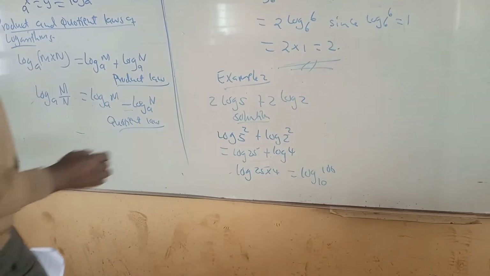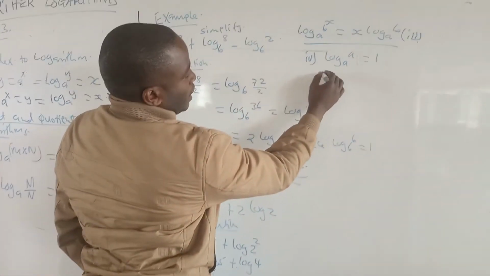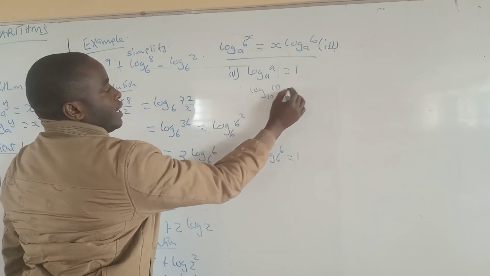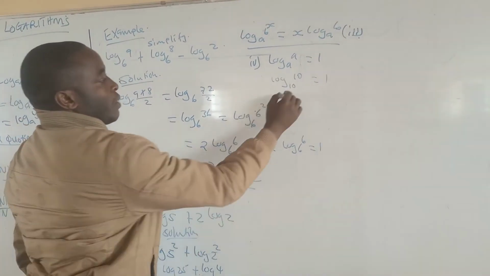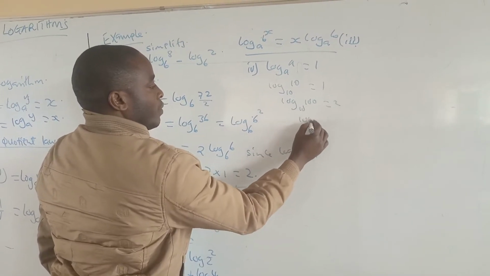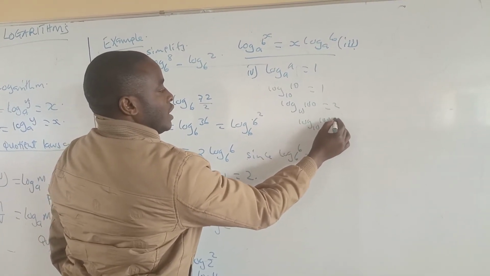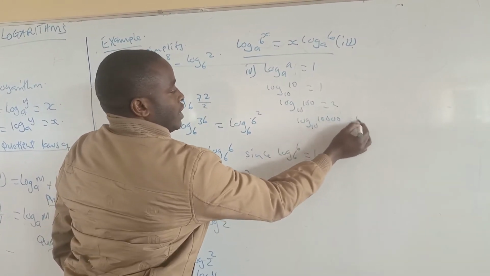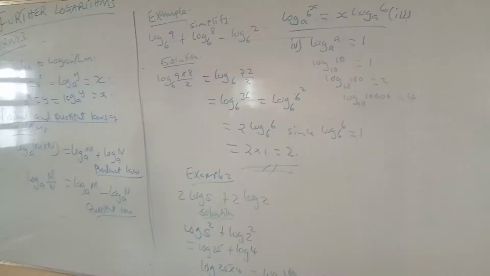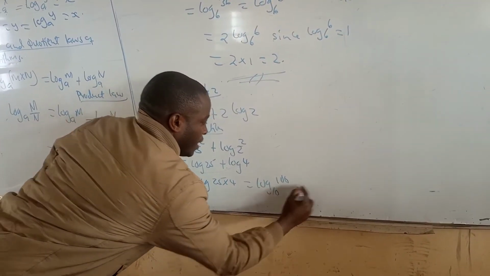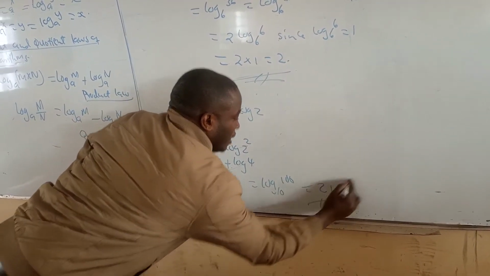And we know that when we talk about log base 10 of 10, the answer is 1. If we talk about log base 10 of 100, the answer is 2. Log base 10 of 10,000, 1, 2, 3, 4, that's 10,000, the answer is 4. So that means this one, the answer will be equal to log to base 10 of 100, which equals 2. So that will be the answer.